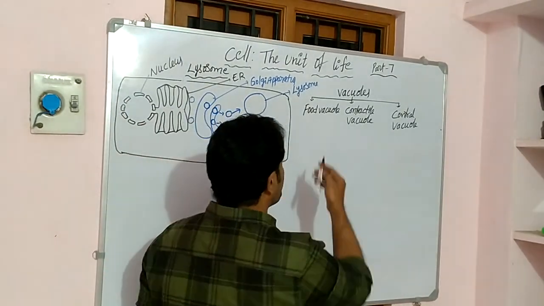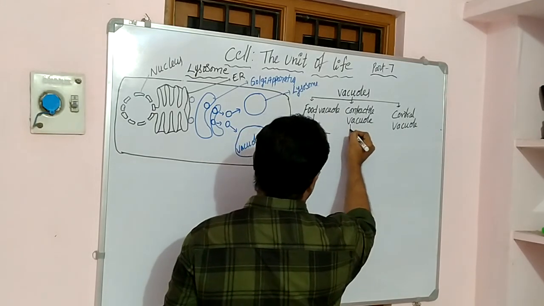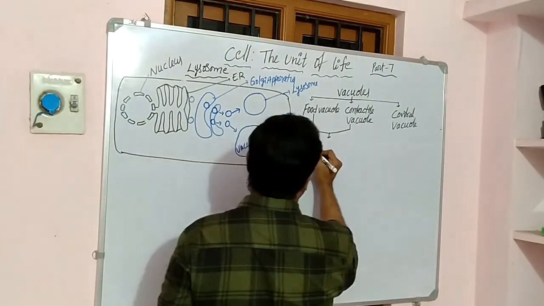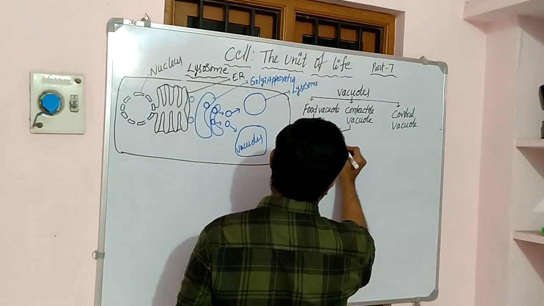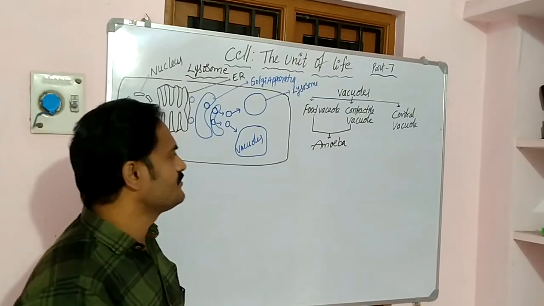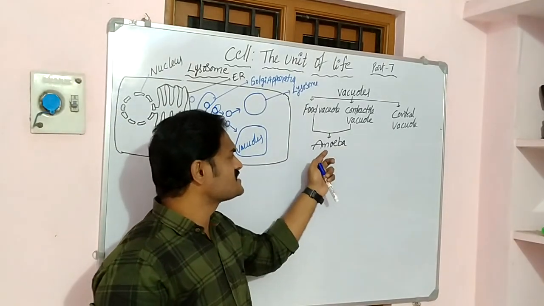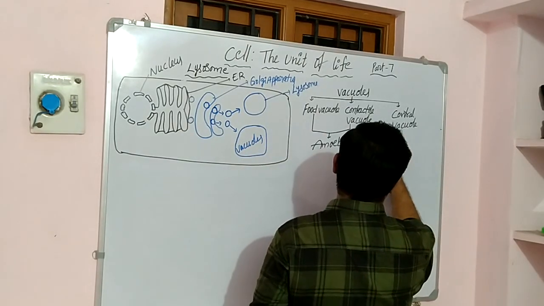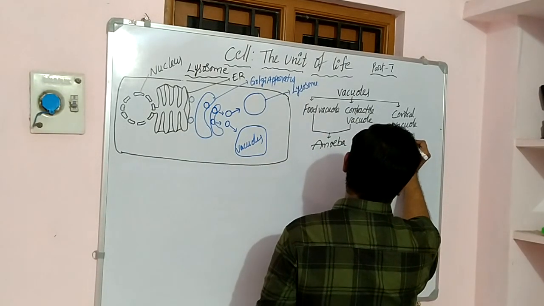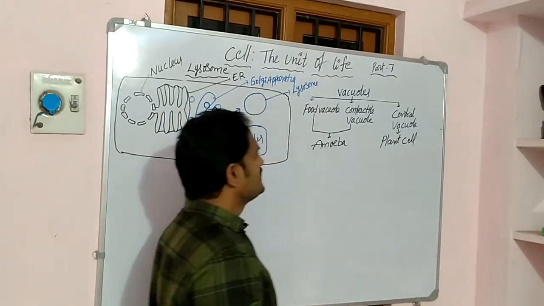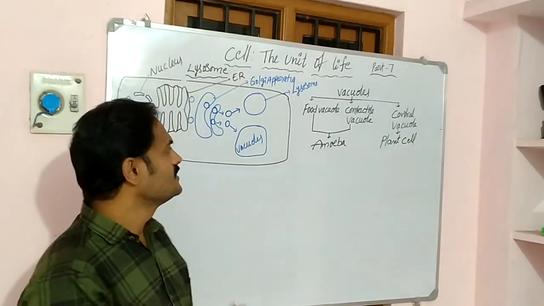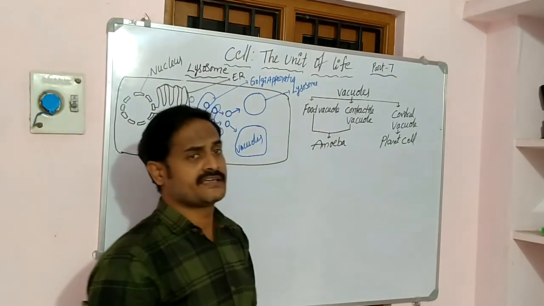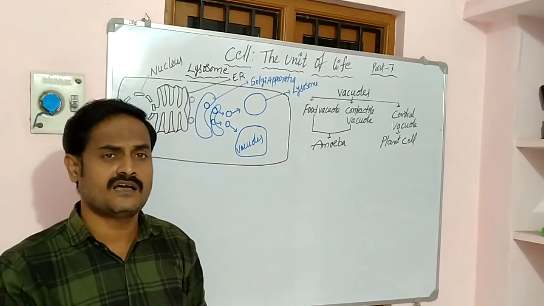The food vacuole and contractile vacuole, both types of vacuoles are seen in amoeba. Remember, these two types of vacuoles are present in which organism? Amoeba. Then the central vacuole is present in the plant cell. Okay, what is the role of the food vacuole and contractile vacuole which are present in the amoeba?